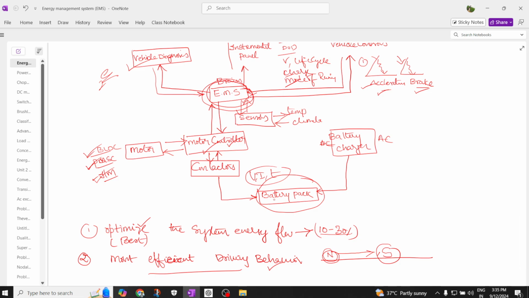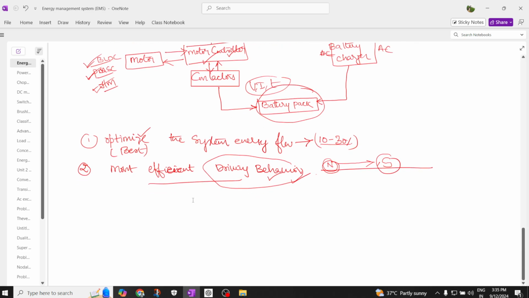It will analyze your usage pattern, what maximum speed you go at. Based on that, it will suggest that you go with this speed, the best suitable speed for the way you are driving. That's called a more advanced artificial intelligence based electric vehicle. This also helps us run our drive system with efficient driving behavior. That's the main importance of this energy management system.